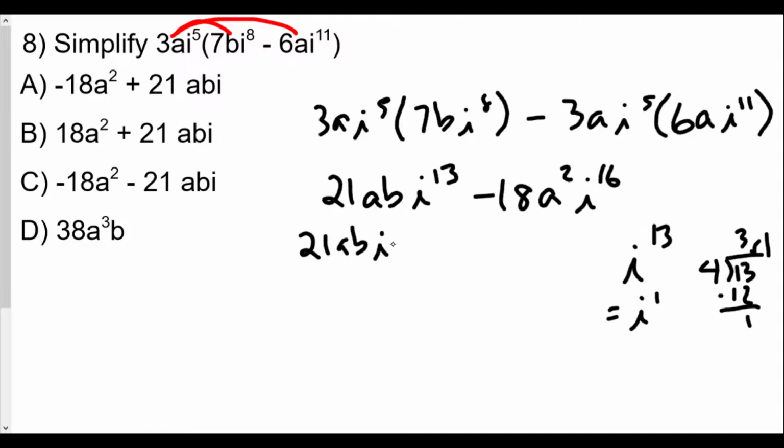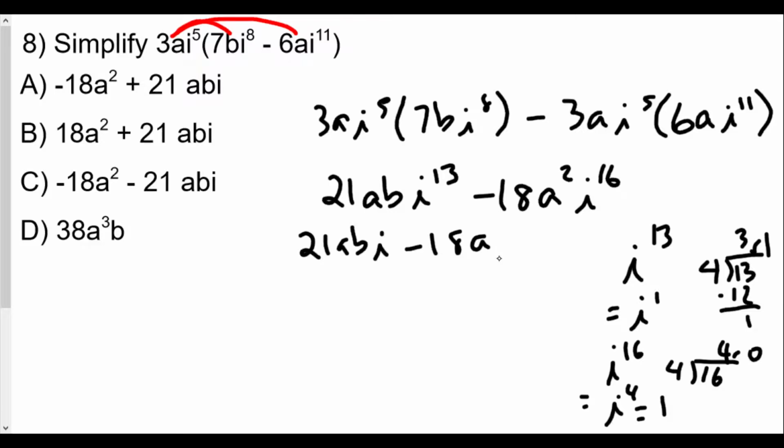Okay. And now i to the 16th, we do the same thing. 4 goes into 16 four times with a remainder of 0. That means the same thing as i to the 4th power, which is equal to 1. So we have negative 18 times a squared times 1, or just negative 18a squared plus 21abi. So it looks like that would be, in this case, choice A.